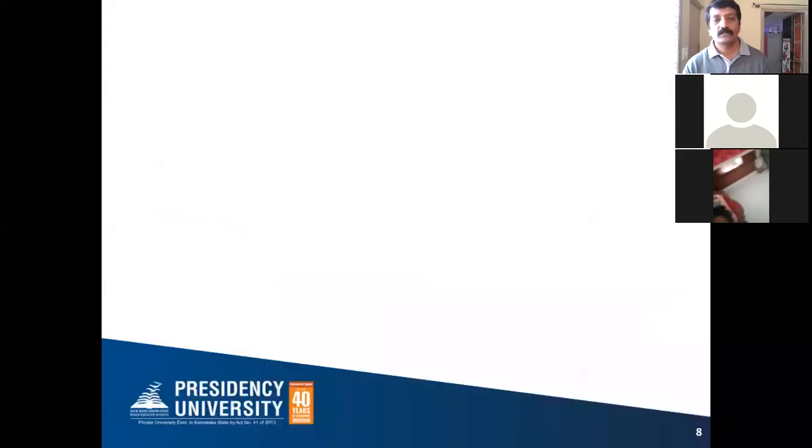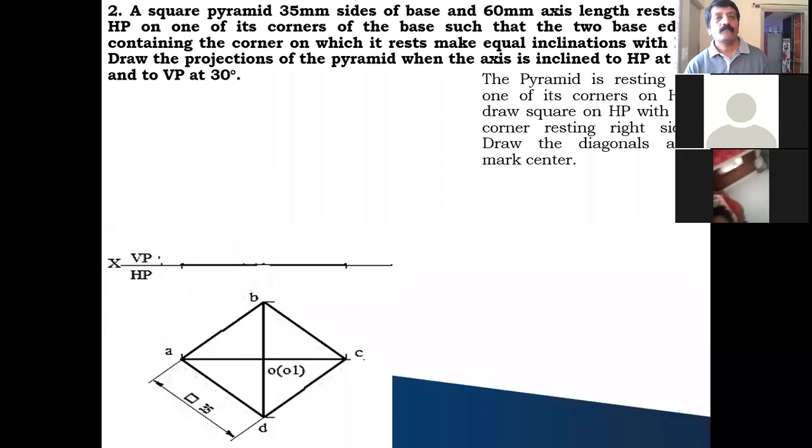Second one. Let me take one more example. Same square pyramid, the corner condition let me take in this case. Just read out the problem.